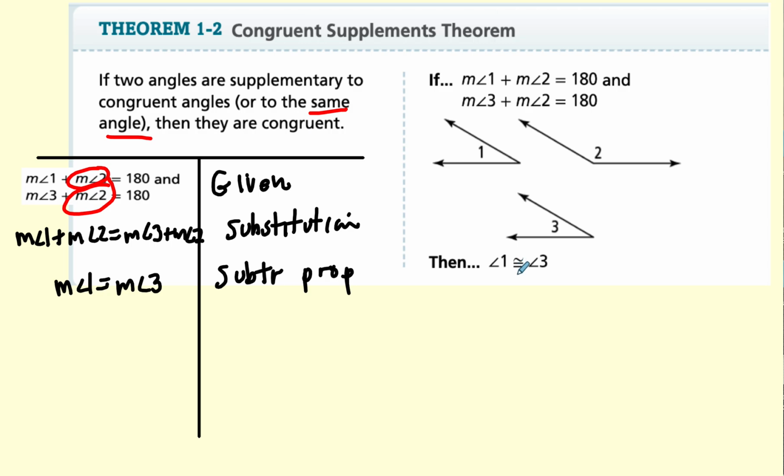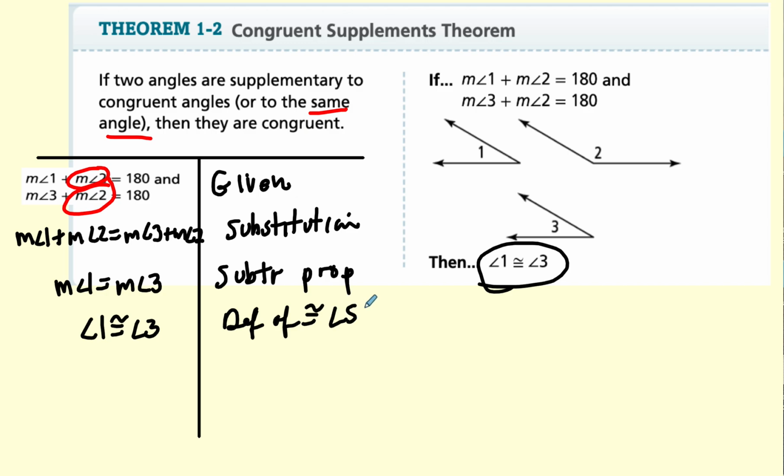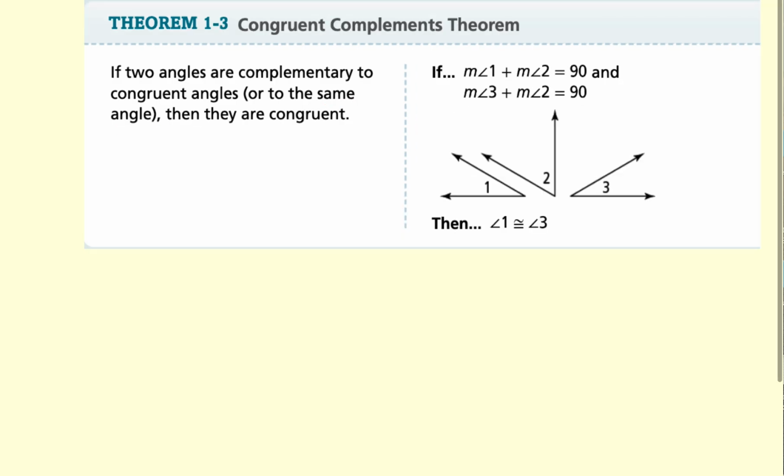And the theorem says I need to be proving that the angles are congruent. I have them equal, and now to get them congruent, I'm going to go from equal to congruent. And that reason is definition of congruent angles. Whenever angles have the same measure, then they must be congruent. Let's go through the next theorem.